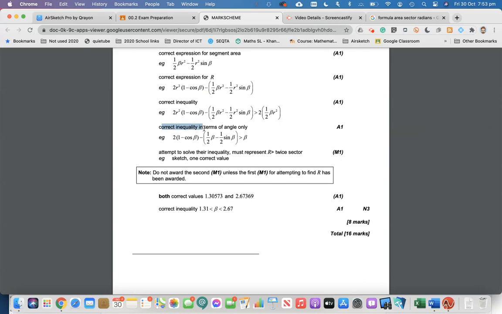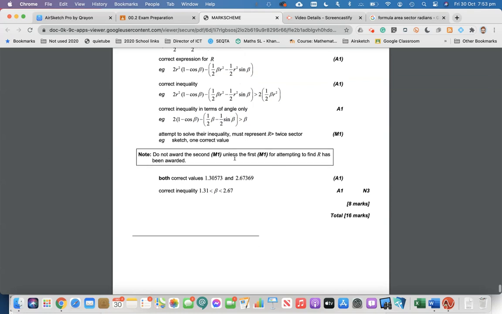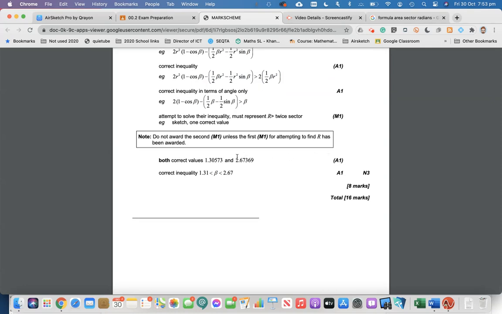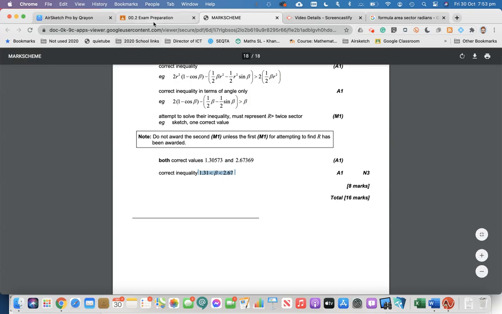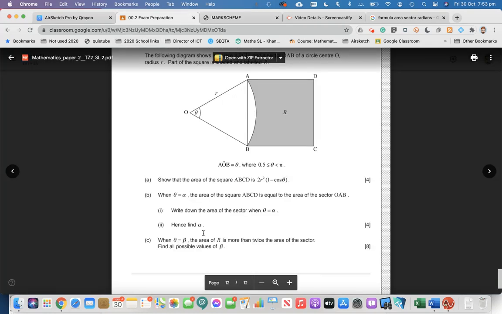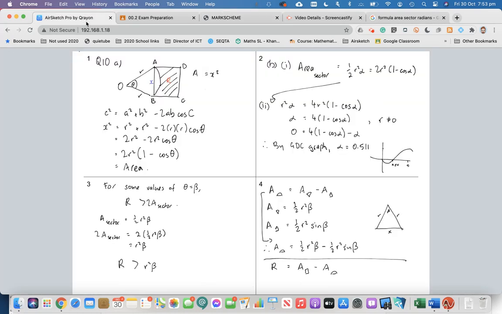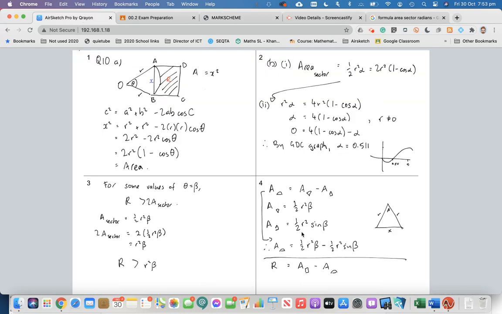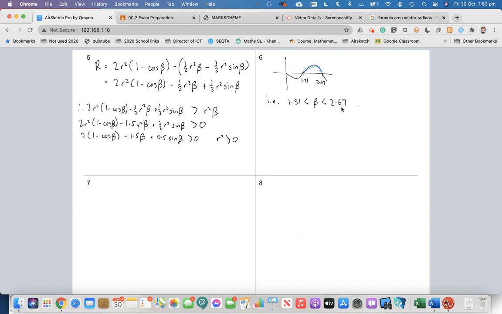The important thing is correct inequality in terms of angle only, i.e. we've got rid of the r squared. Attempt to solve their inequality, in this case, e.g. sketch or one correct value. So there's a method mark there. And then both correct values have been found, and correct inequality 1.31 and 2.67. And we've got 1.31 and 2.67.